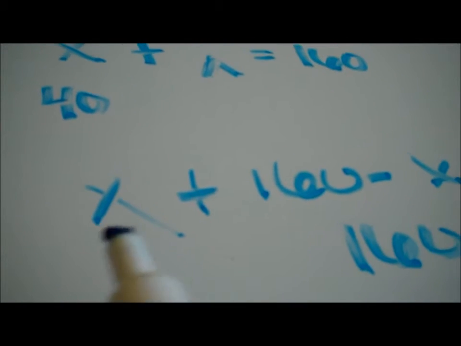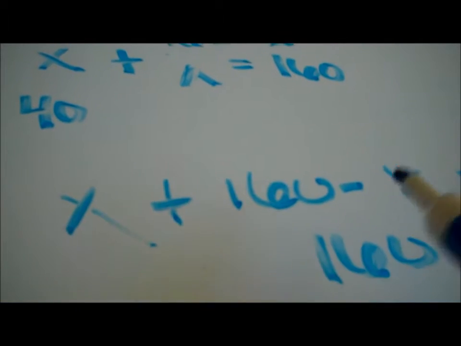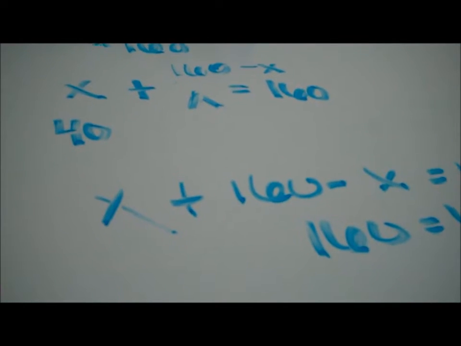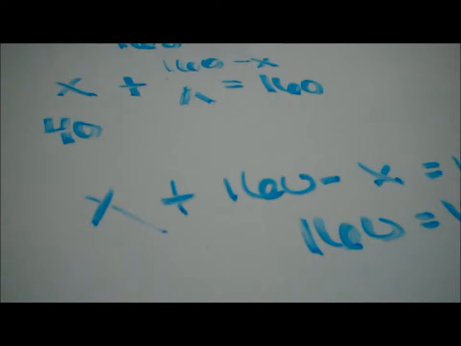So these two things do represent the same thing. This is John, this is Sally. Again, you could have put them backwards. Sally could be X and John could be the 160 minus X. It doesn't matter. Either one would work.